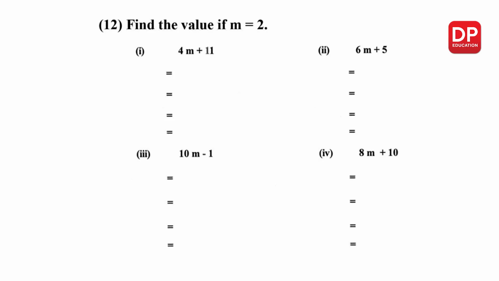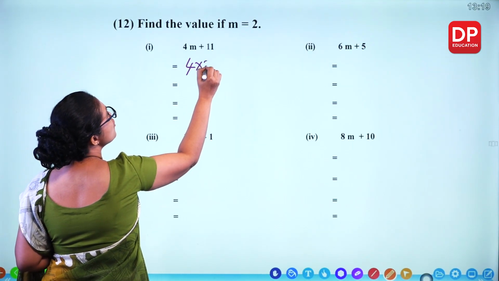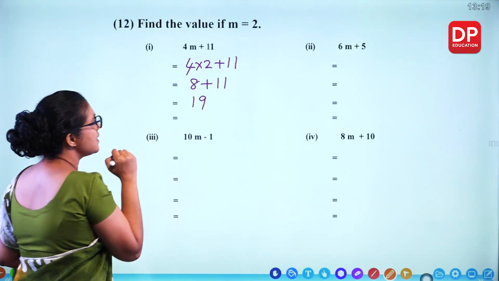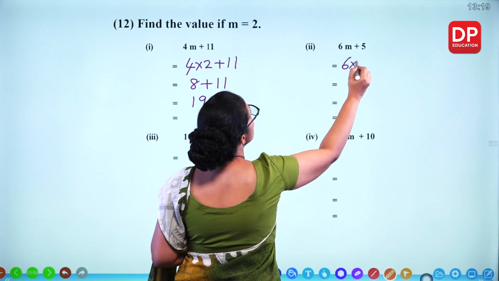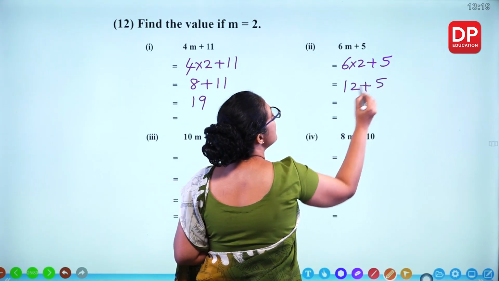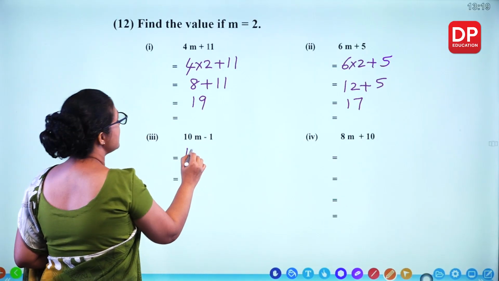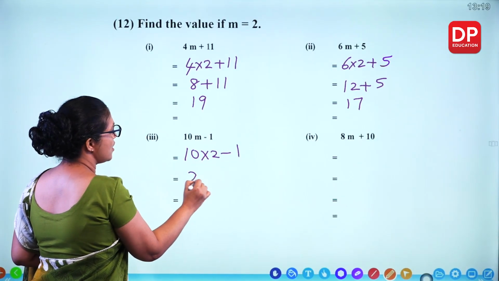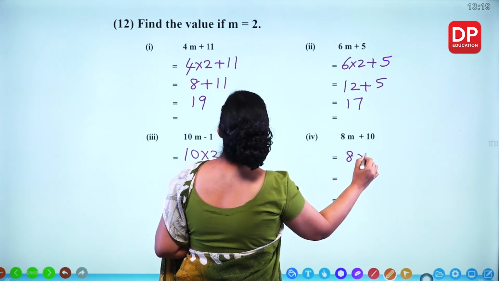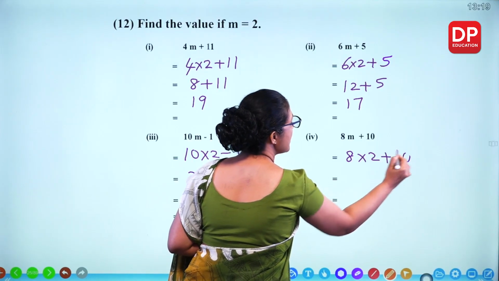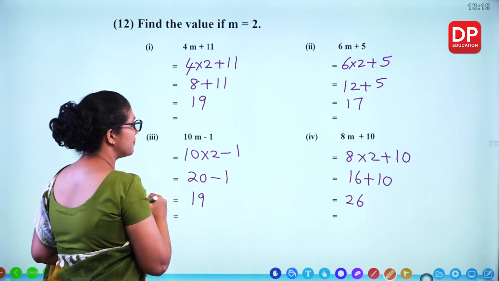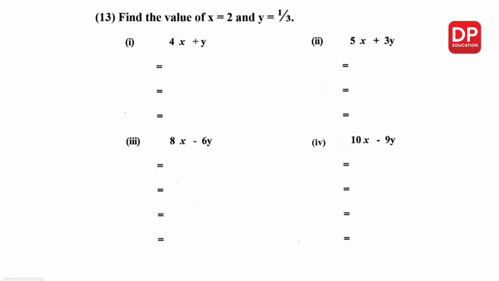Find the value if m equals 2. 4 times 2 plus 11. 8 plus 11, that's 19. 6 times 2 plus 5. Multiplication first. 12 plus 5, 17. 10 times 2 minus 1. 20 minus 1, that's 19. 8 times 2 plus 10. 8 times 2, 16 plus 10, 26.